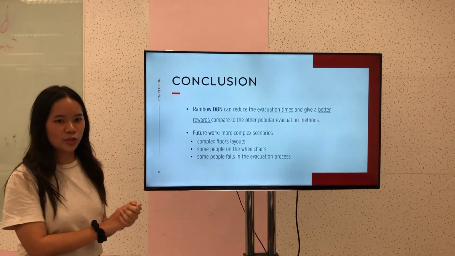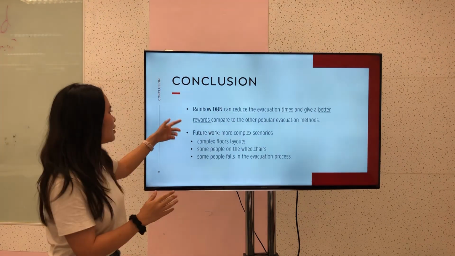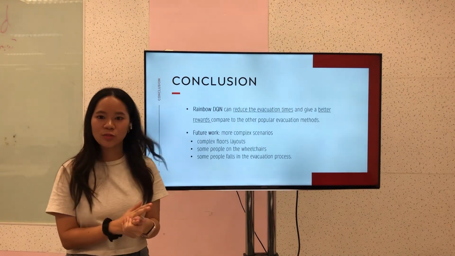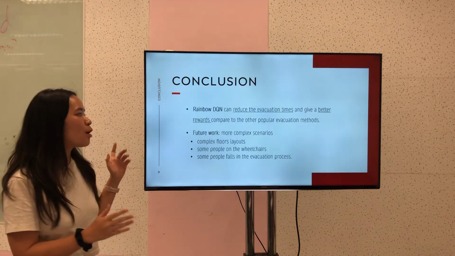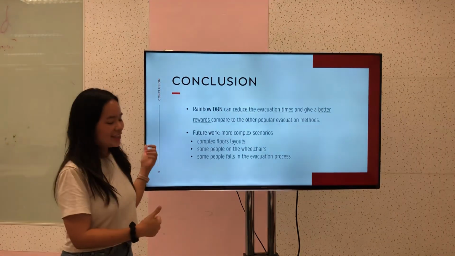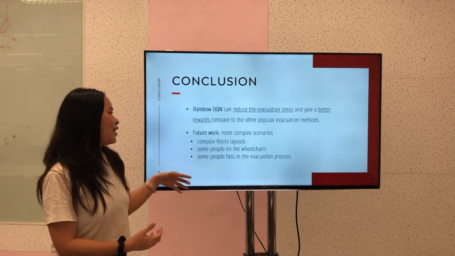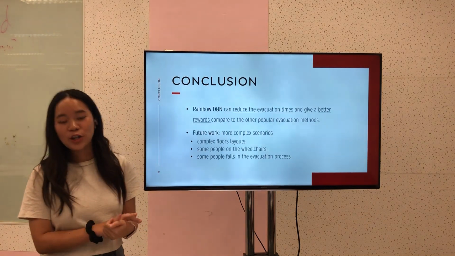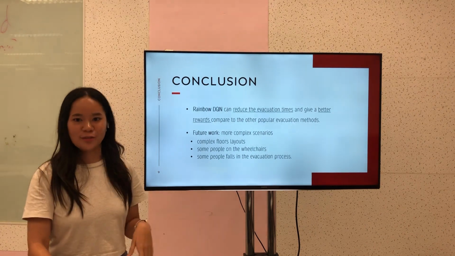So in conclusion, we can conclude that reinforcement learning, the Rainbow DQN, can actually reduce the evacuation time and give a better reward compared to other popular evacuation methods. And the authors also said that in future work they will work on more complex scenarios, like a compact floor layout, some people in wheelchairs, or maybe some people falling during the evacuation process.